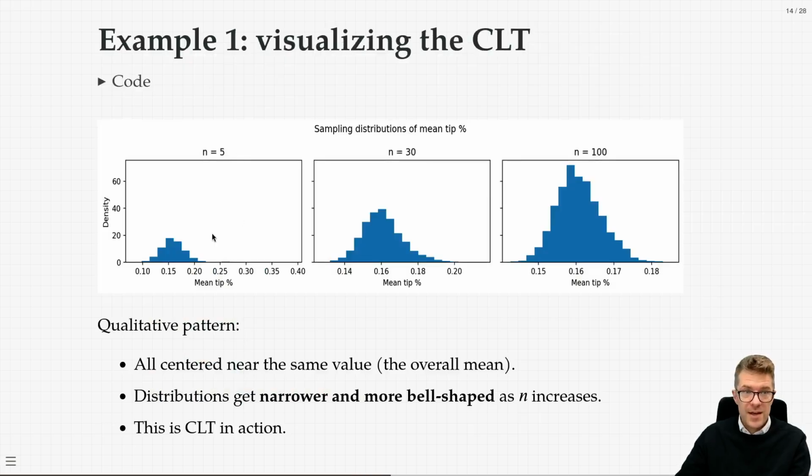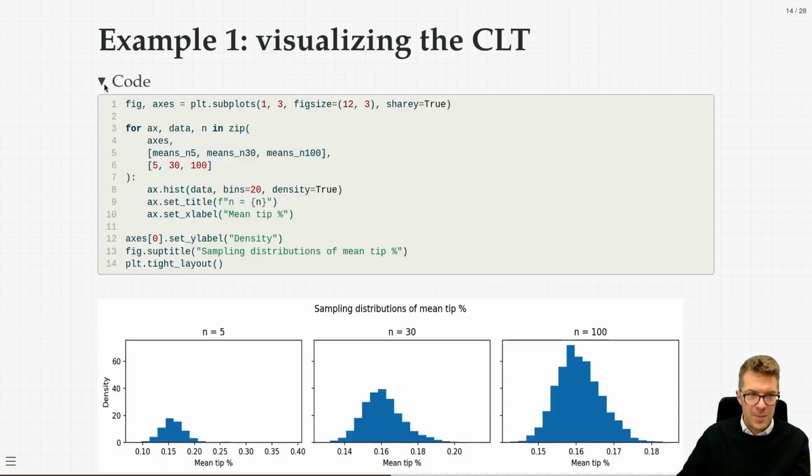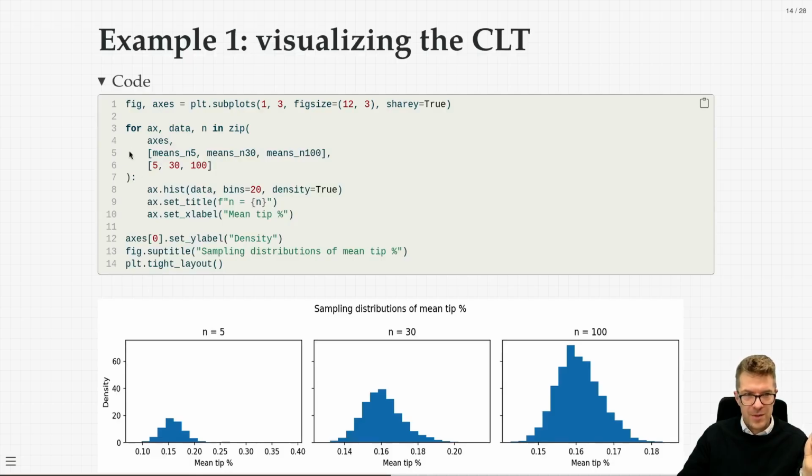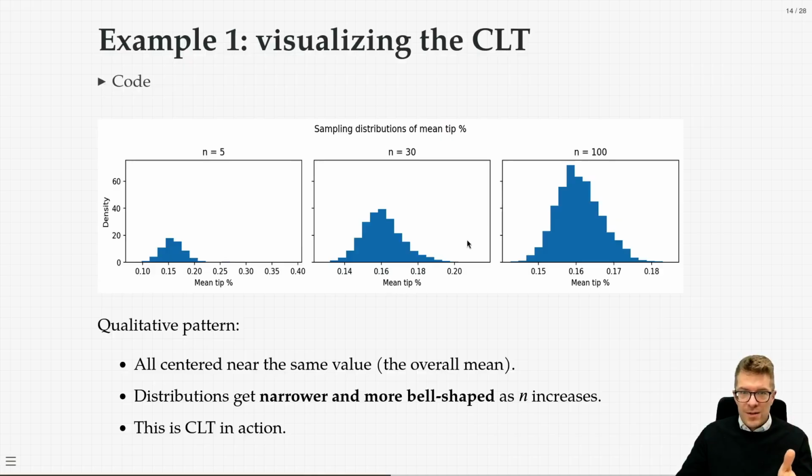So this is what I see. If I take only 5 receipts per sample, then I can look at the mean tip percentage. Within each sample of 5, I compute the mean, and then I store that in my array, and then I visualize it. Nothing fancy happening here. Okay, I have 3 subgraphs here, which is this little for loop over here, and the first one will be the example where I'm taking 5 observations at a time, then 30 observations at a time, then 100 observations at a time. And there's not much more to explain here.